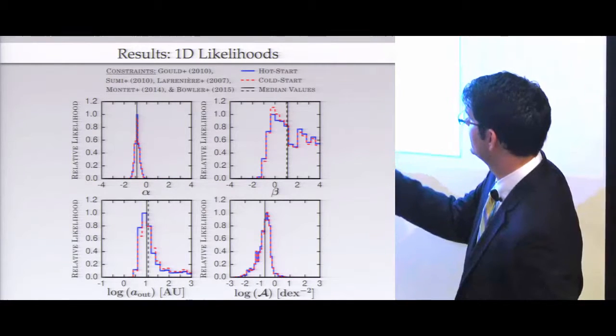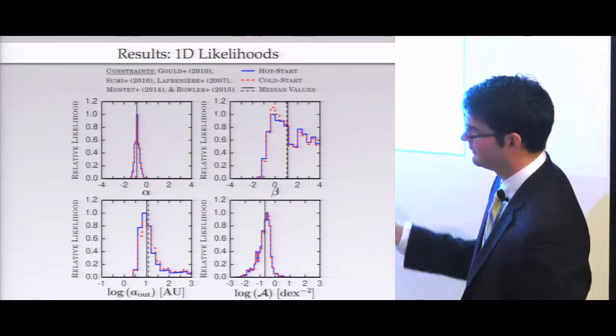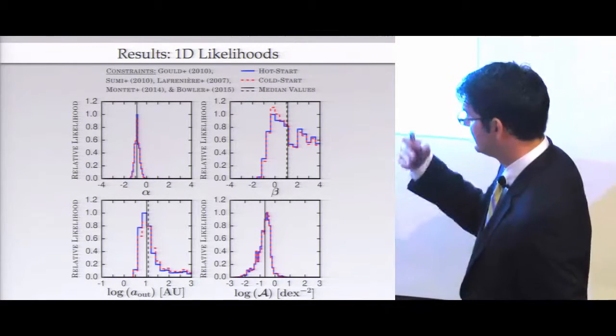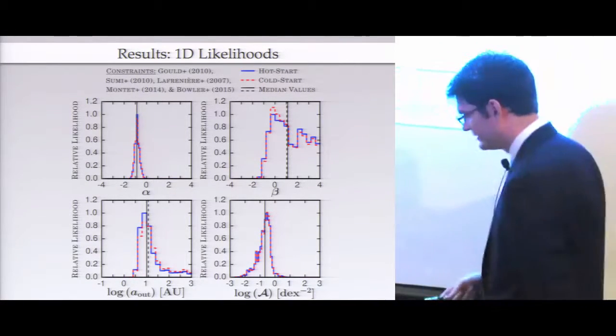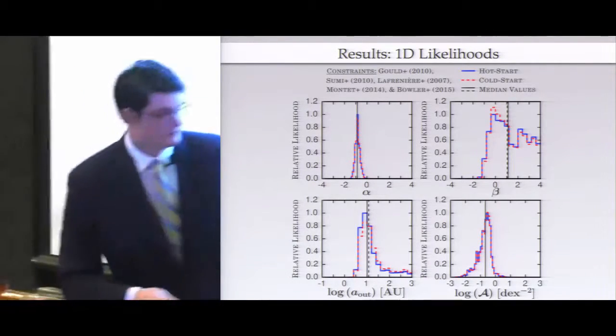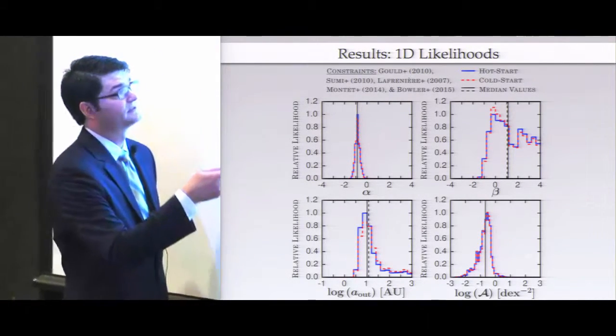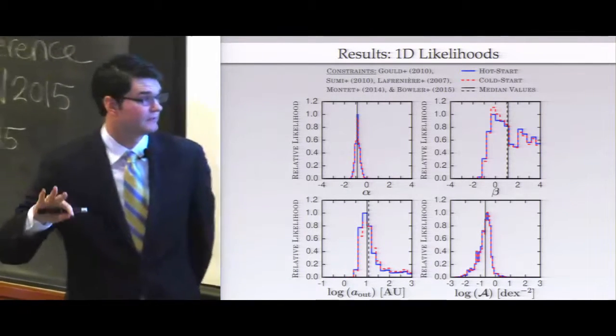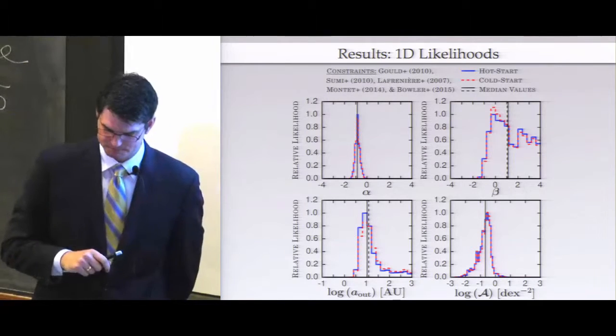So regardless of what your values of alpha, beta, or A are, as long as your outer cutoff radius is within this inner working angle, then since these surveys actually detect no planets, you're always consistent with their results. This is what gives rise to this feature out here, and you have large allowed values of beta, the slope of the semi-major axis distribution function.